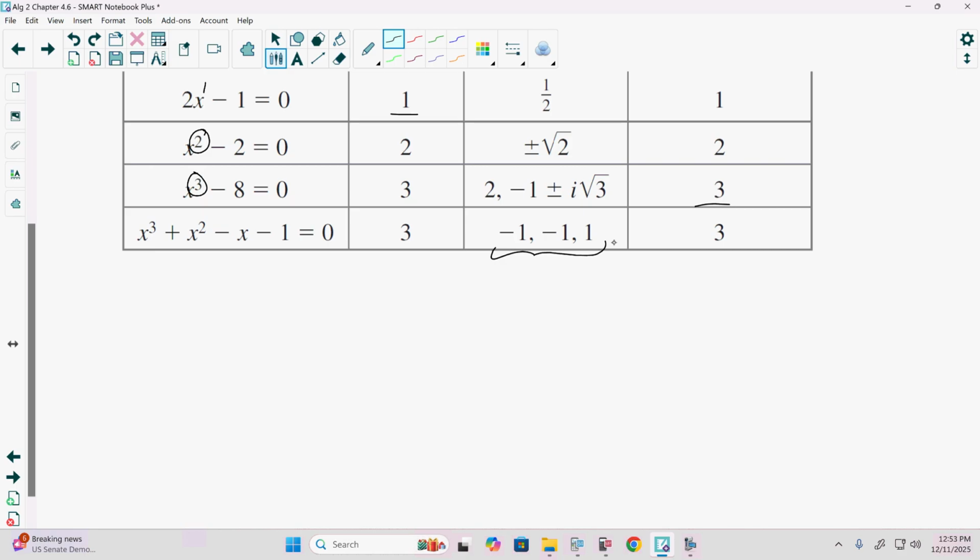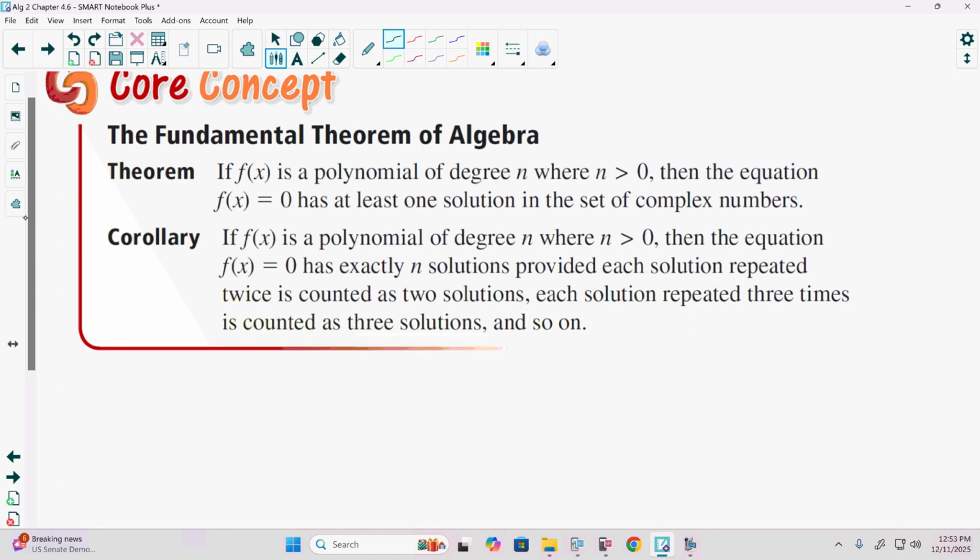And what this leads to is the fundamental theorem of algebra. It states that if f of x is a polynomial function of degree n, where n is greater than 0, then this equation has at least one solution in the set of complex numbers. All that tells us is that even if x is equal to 2, that is our solution, I can say plus 0i, it's in the complex solution. We can add 0i to it, it's now a complex solution. That's not the big piece.